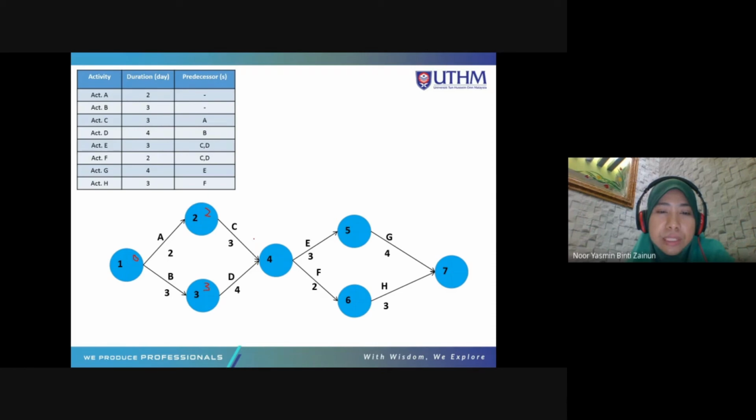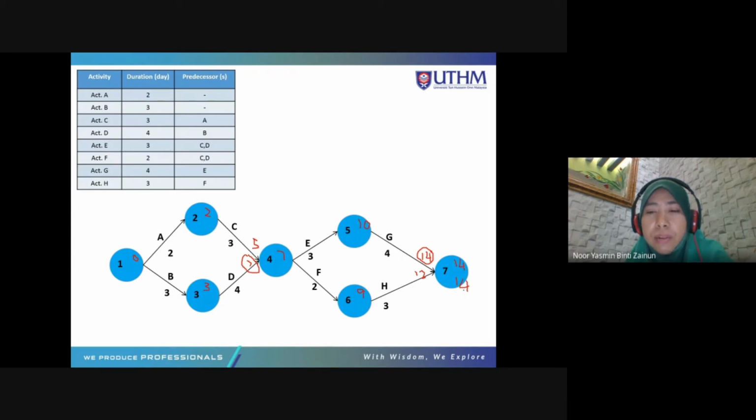So 2 plus 3 is 5. 3 plus 4 is 7. So you need to choose the biggest, which is 7. And then 7 plus 3, 10. And 7 plus 2, 9. Okay, and then here 10 plus 4 is 14. And 9 plus 3 is 12. So the biggest value is 14. So total duration of this project is 14. So the late finish is also 14.